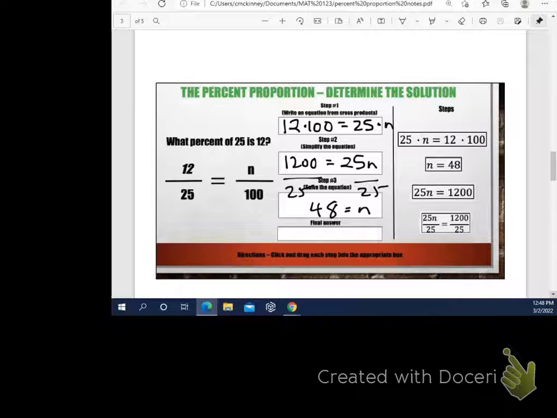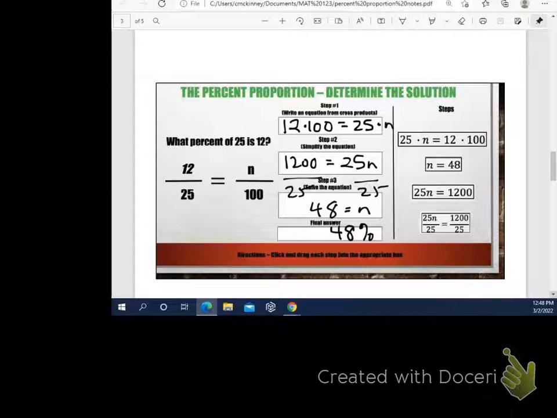Now, when we get a whole number like that, we need to read back what the question says, because the question says what percent. So we should say 48%. So 48% of 25 is 12.